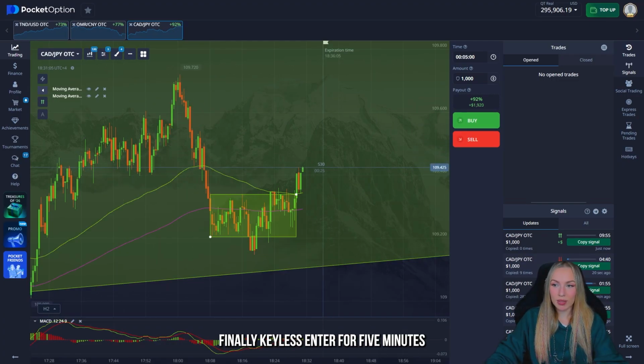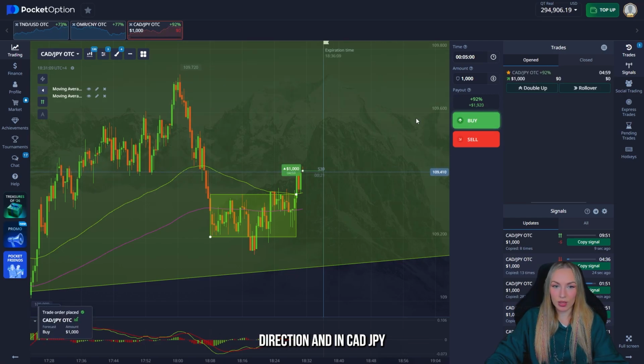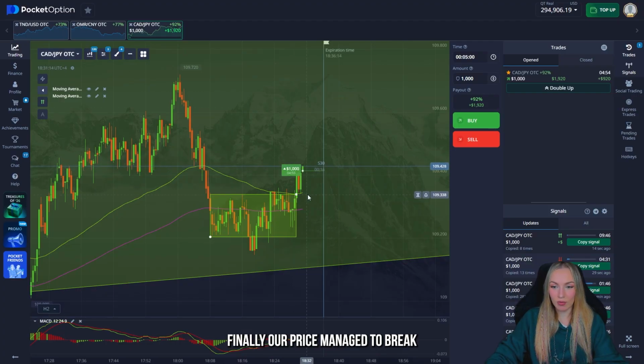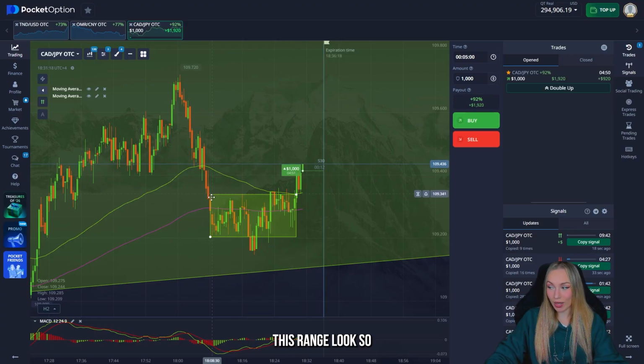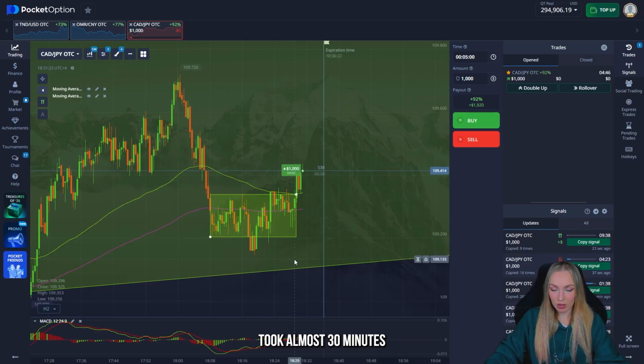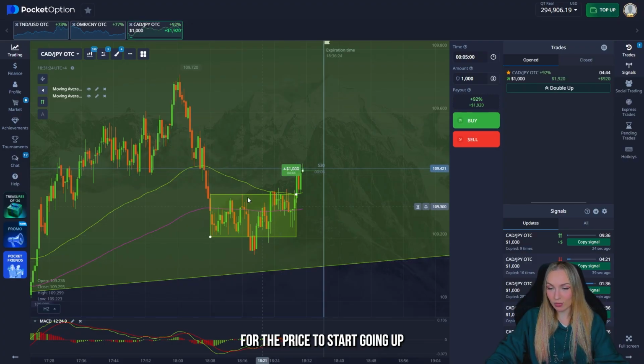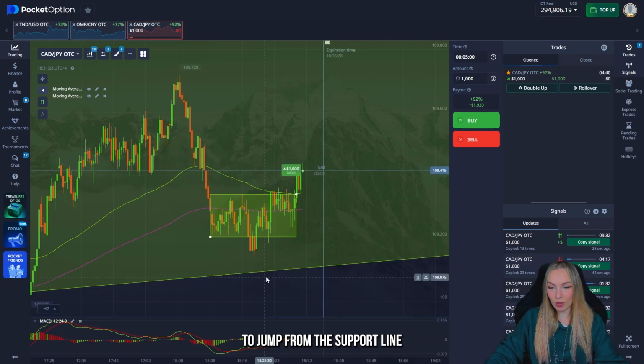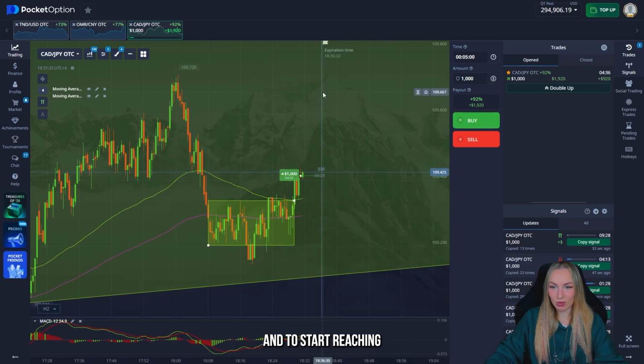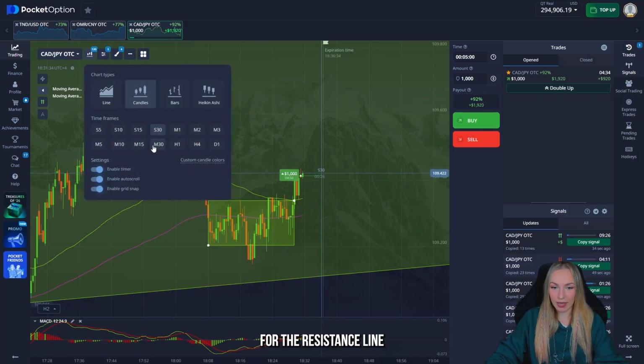Guys, look, the moment finally came. Let's enter for 5 minutes in the upward direction, and in CAD-JPY our price finally managed to break this range. Look, it took almost 30 minutes for the price to start going up, to jump from the support line and to start reaching for the resistance line.